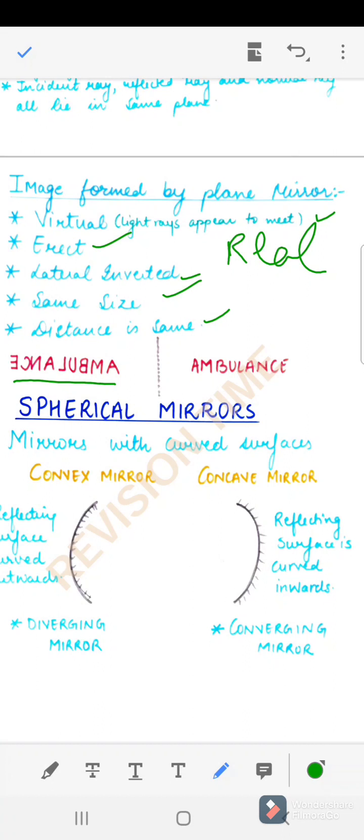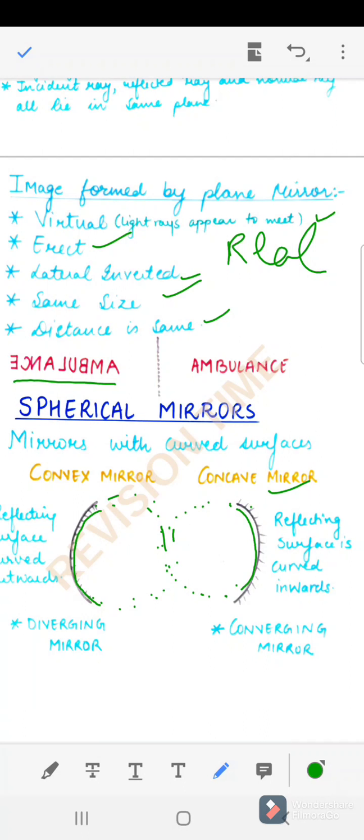So the main topic here is spherical mirrors. What are these? These are mirrors with curved surfaces. We have two types, convex and concave. These mirrors are actually parts of spheres. For example, a concave mirror is a part of a sphere, and similarly a convex mirror is also part of a sphere. If the reflecting surface is curved outwards, it is a convex mirror, whereas if it is curved inwards, it is a concave mirror.